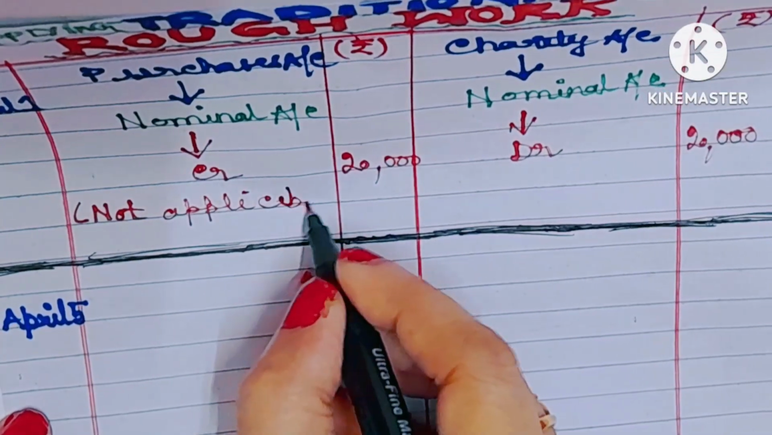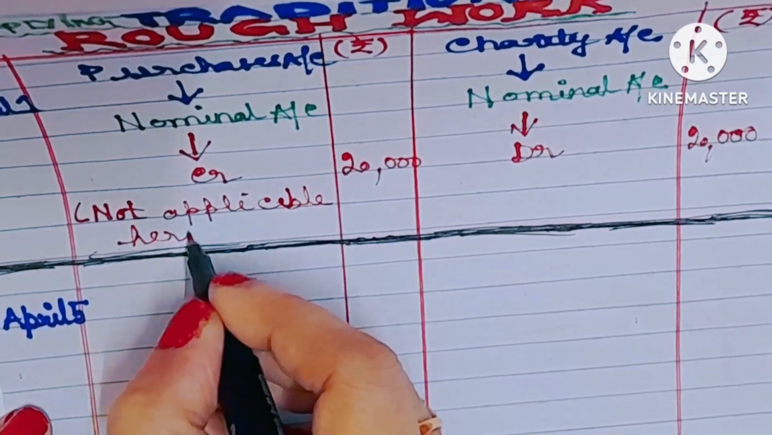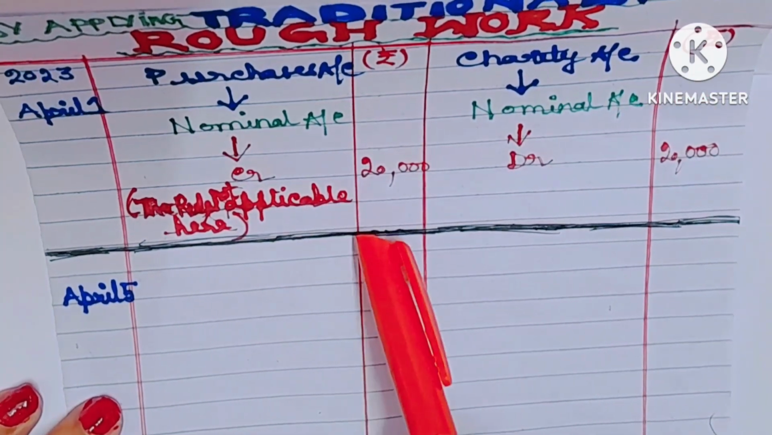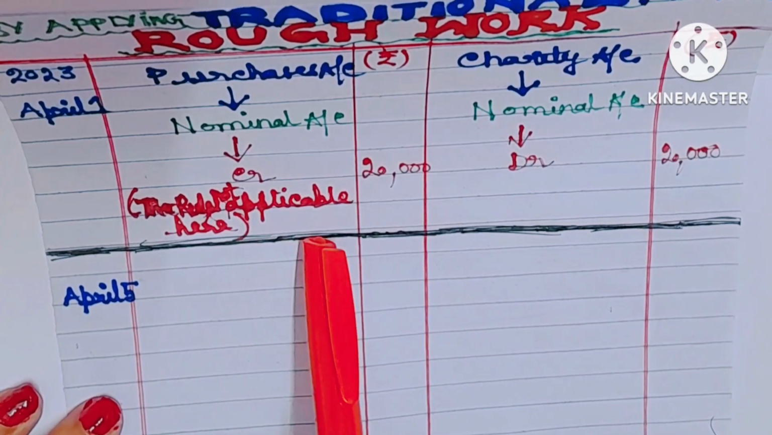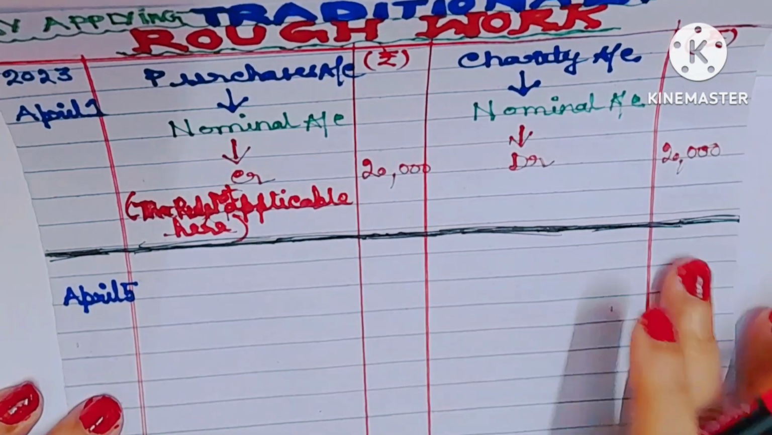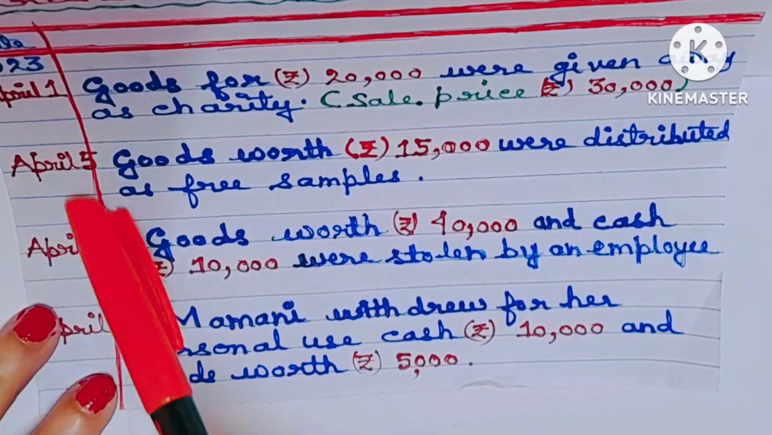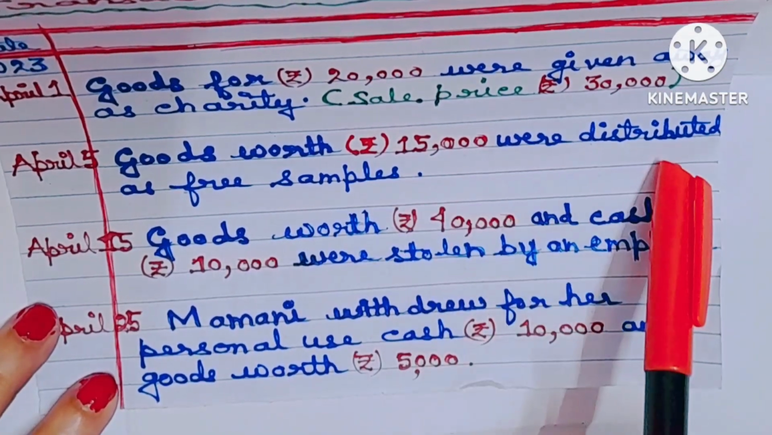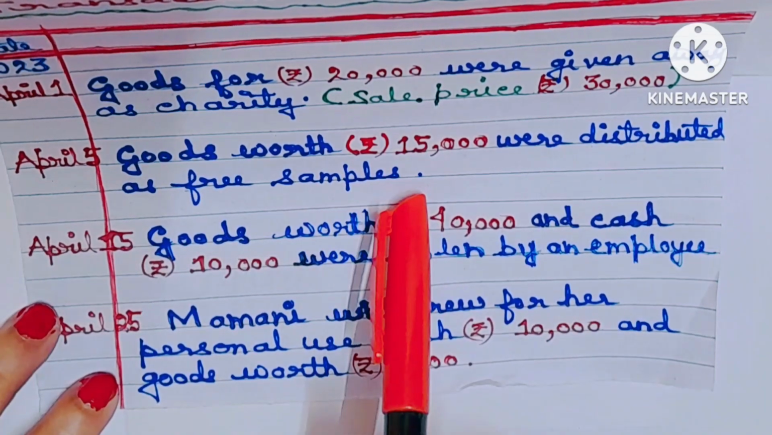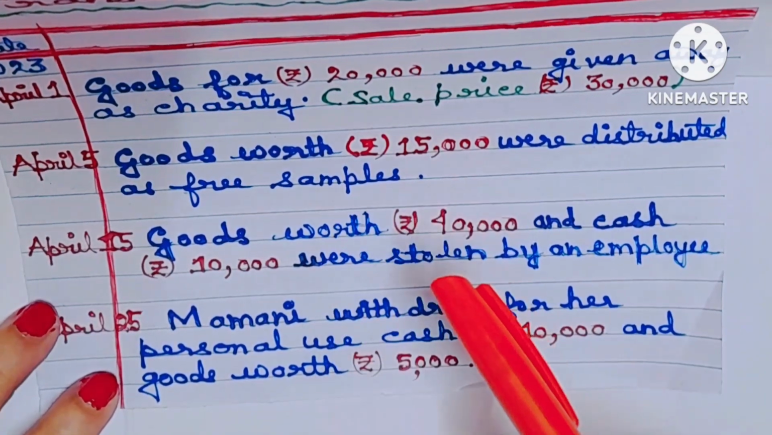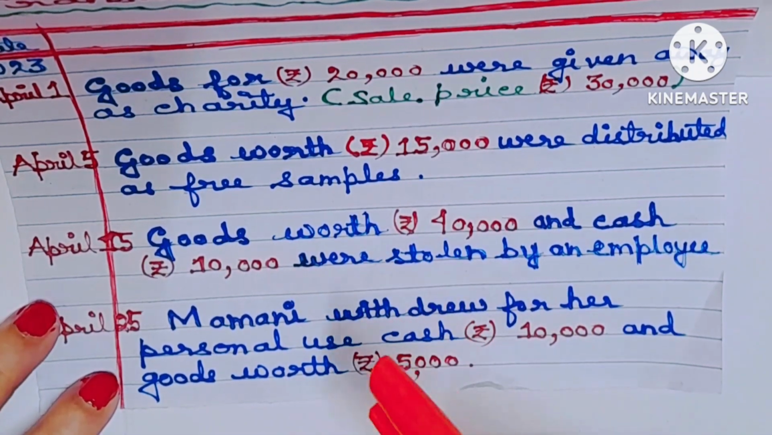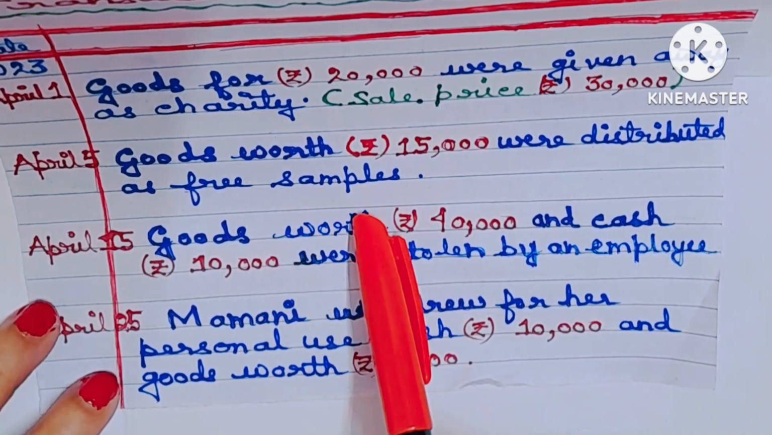Not applicable here. So the traditional method or the 3 golden rules of accounting is not applicable here. Understood? Now let's see the second transaction. On 5th April, goods worth rupees 15,000 were distributed as free samples. So what is free samples? Please remember, sometimes the business distributes goods as free samples to the potential buyers in order to promote sales.